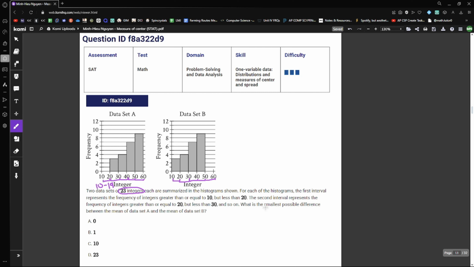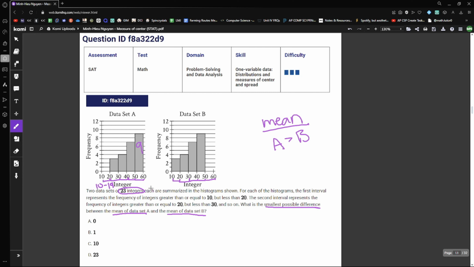Now, they're asking us to find the smallest possible difference between the mean of dataset A and the mean of dataset B. So we're going to have to find the mean of dataset A and the mean of dataset B and then subtract them. Now, before we do that, the first thing you should notice is that dataset A here has 9 numbers in this column of between 50 and 59, whereas dataset B has 0, there's nothing here. And that just means that the mean of dataset A is going to be greater than the mean of dataset B.